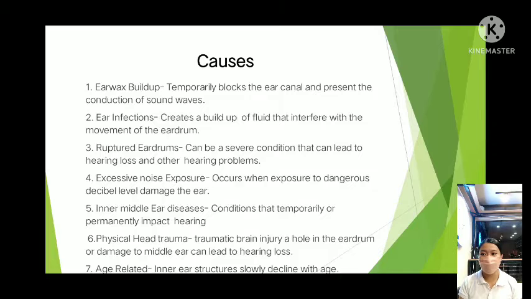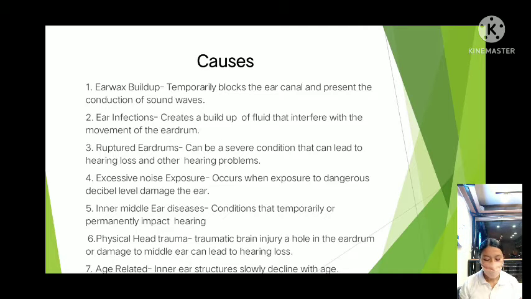First is earwax buildup. When we say earwax buildup, it temporarily blocks the ear canal and prevents the conduction of sound waves. Second is ear infections, which create a buildup of fluid that interferes with the movement of the eardrum. Third one is ruptured eardrum, which also creates a buildup of fluid that interferes with the movement of the eardrum.